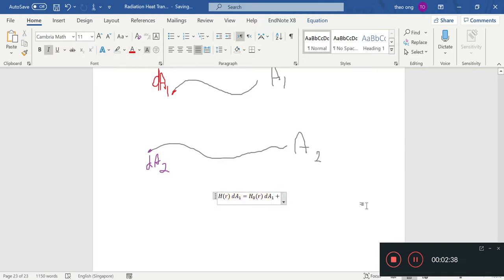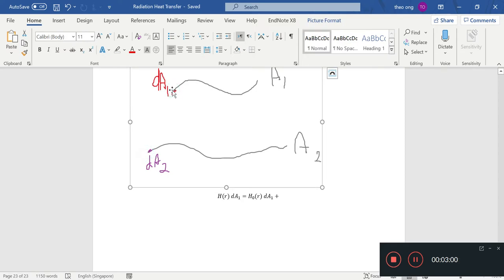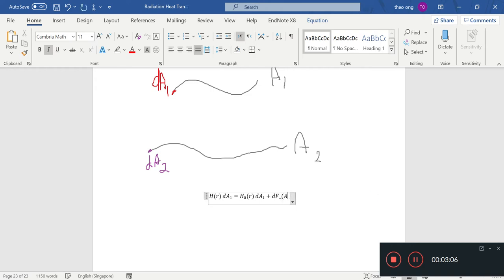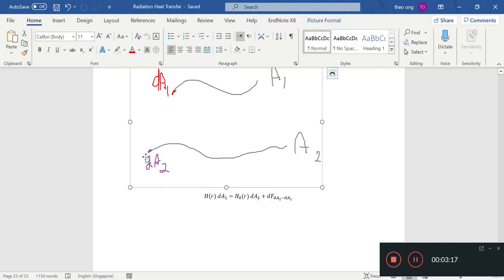First thing first, that's the external component plus the sum of the internal components. So what is the radiation coming from here to here? Remember, we need the view factor. The view factor is just one part of it, from A2 to A1. And what is the total radiation coming off A2?